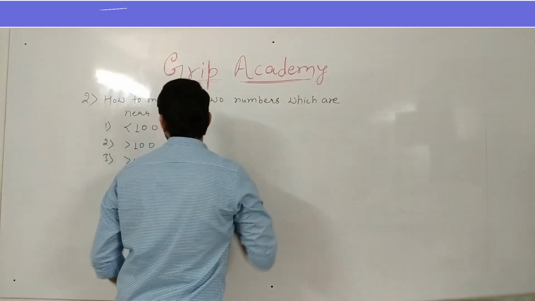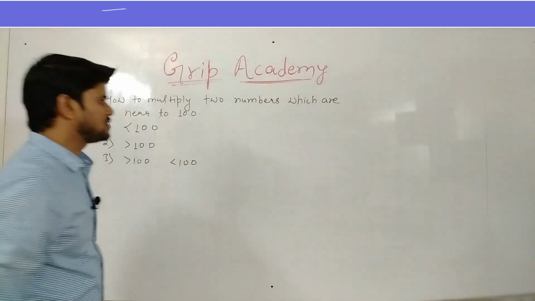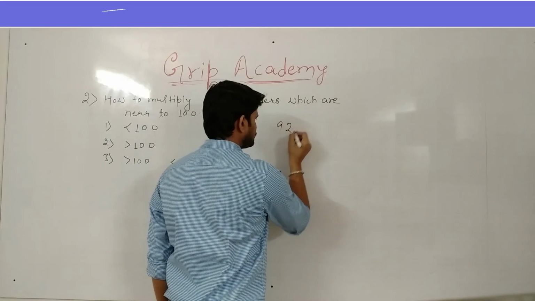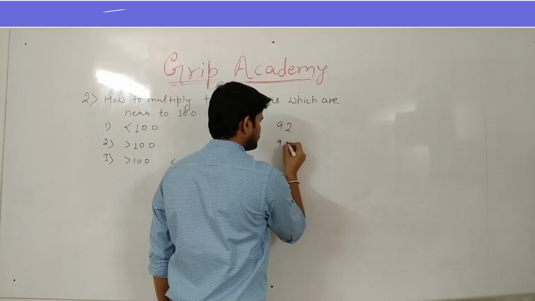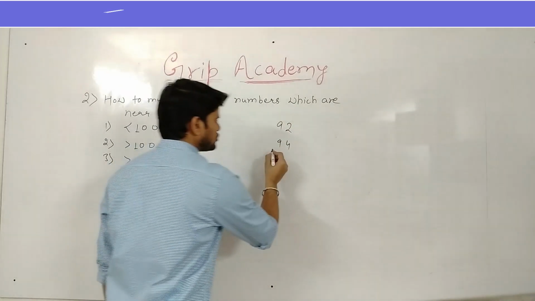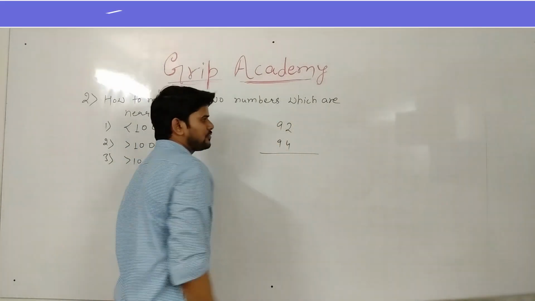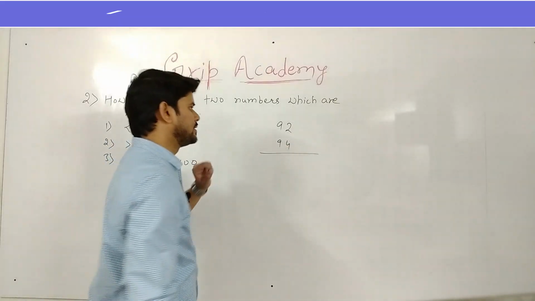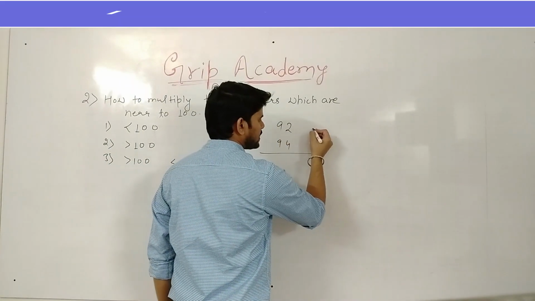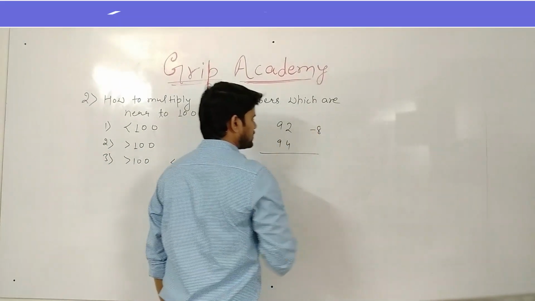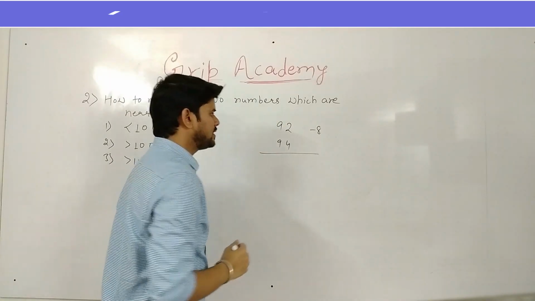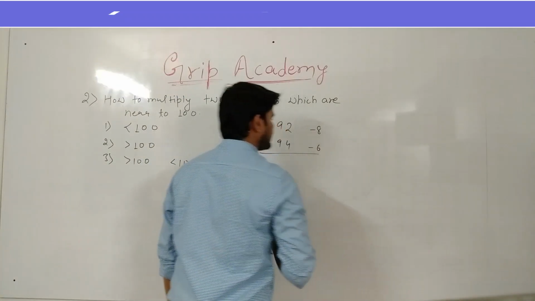Okay, let's start with the first case. The first case is both the numbers are lesser than 100. Let's take one example, like 92 and 94. How to multiply 92 and 94? See here, we find how much each is lesser than 100. How much is 92 lesser than 100? 8, so we write it as minus 8. How much is 94 lesser than 100? 6, so we write it as minus 6.